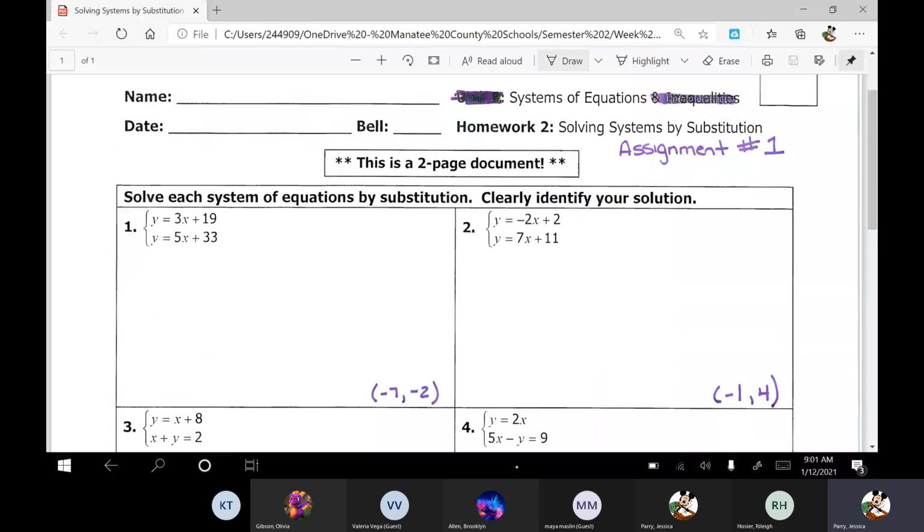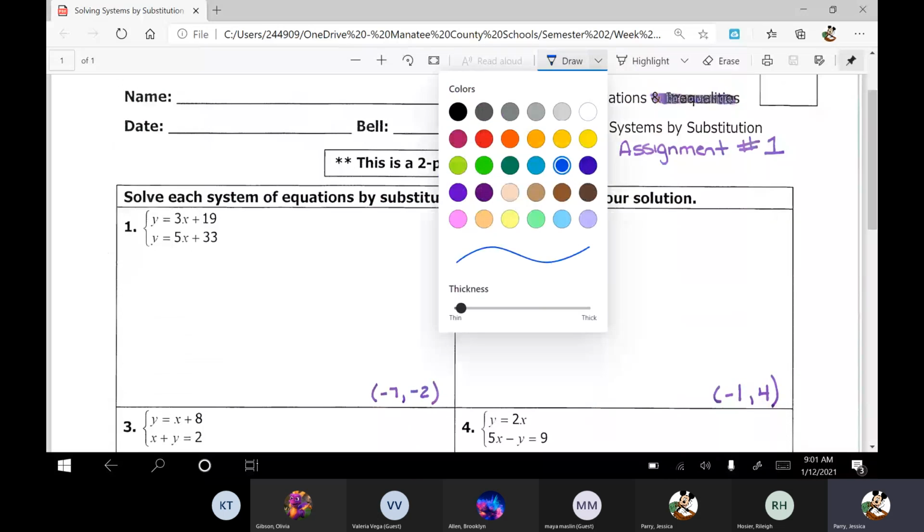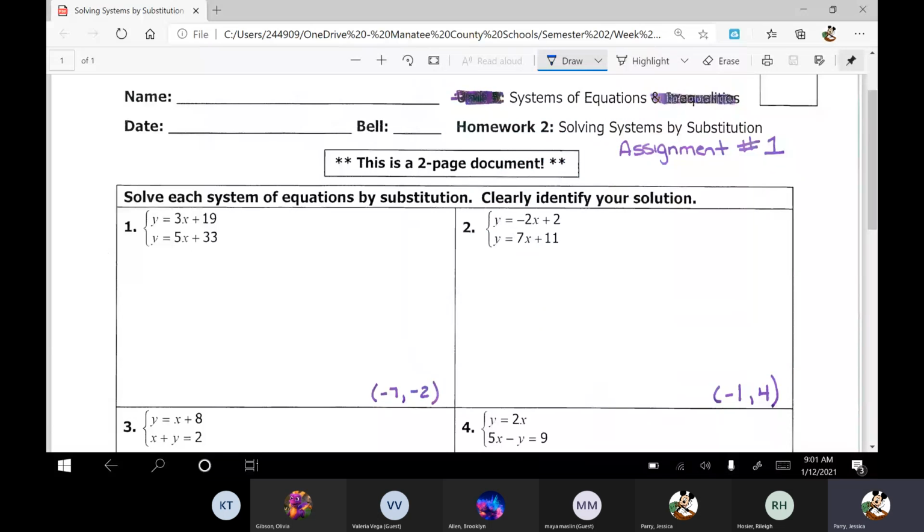So the first one we're going to do together is number 1. Our directions: solve each system of equations by substitution. Clearly identify your solution, which technically is already done for you, the second part of our directions. So let's go ahead and show all of our work.